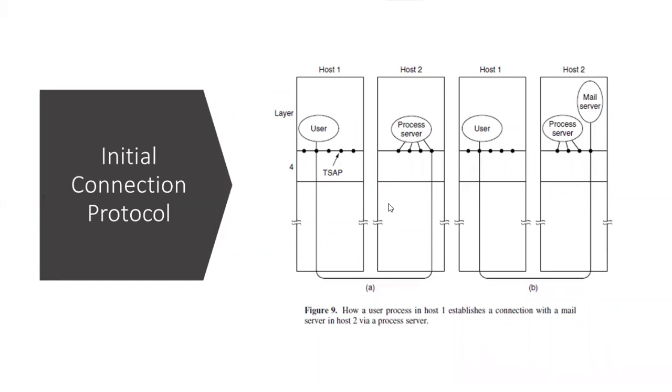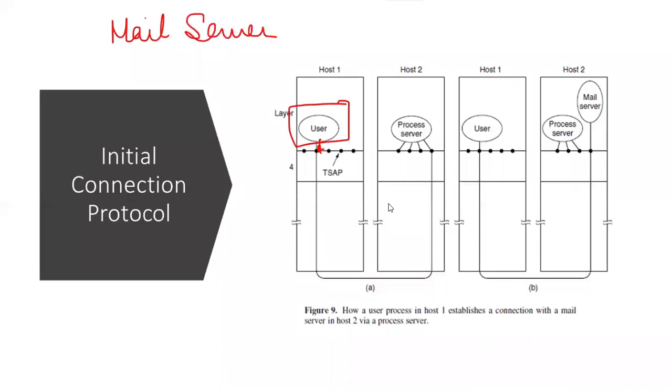An initial connection protocol is used. So here I have host 1 and host 2. Here, this is the user process. It connects at the host at some TSAP. Multiple TSAPs can be there because multiple processes can be running. Multiple applications can be running in one machine, and all of them might be wanting to send and receive data. So this user is connected to this TSAP of host A, and then it wants to establish a connection with, say, a mail server, which is in host 2.